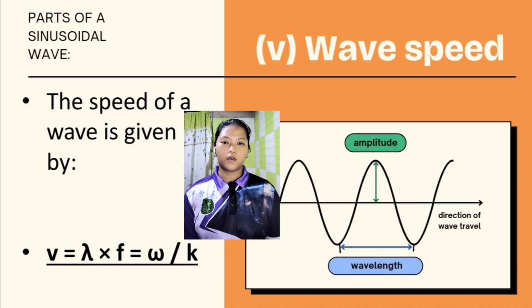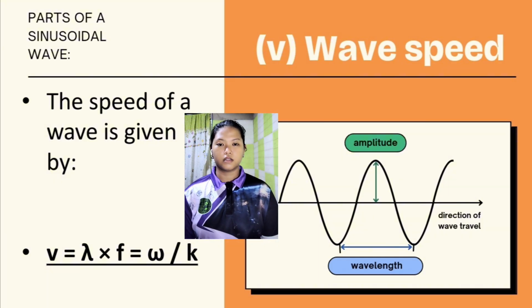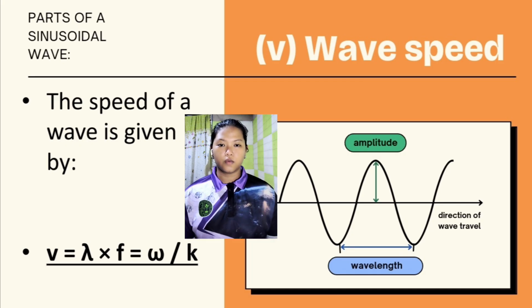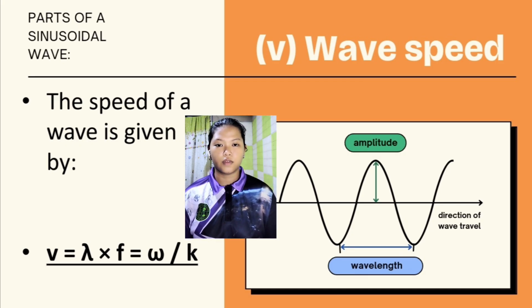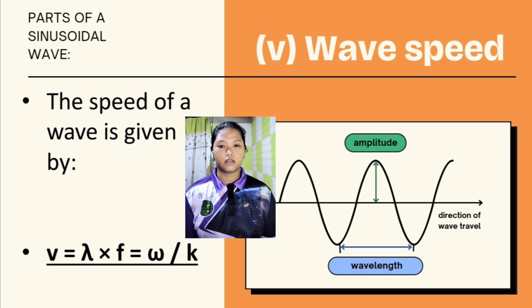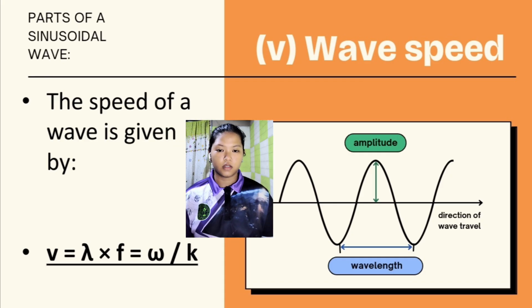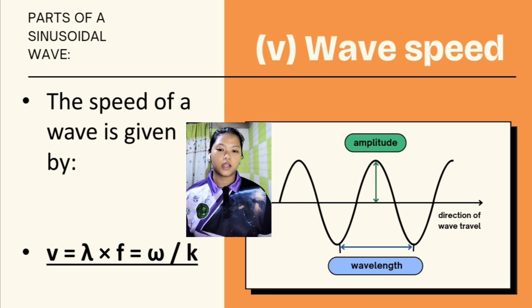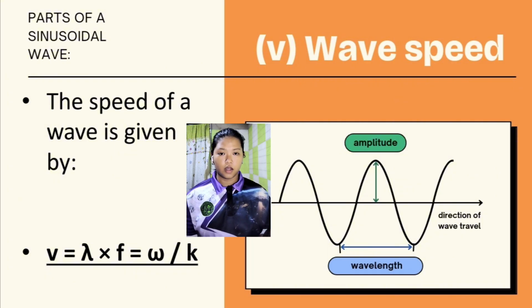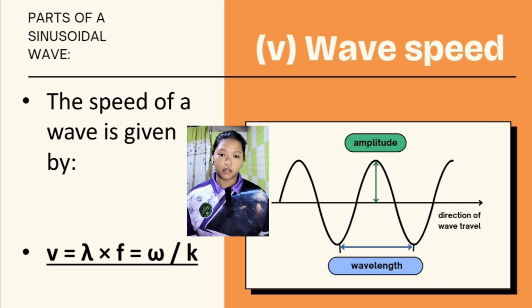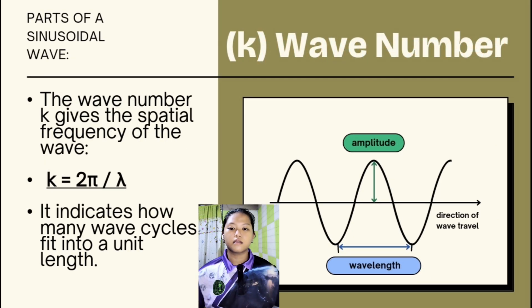Next is wave speed. The speed of a wave tells us how fast it moves through space. We can find it using the formula v equals wavelength times frequency. That means if we know the wavelength and frequency, we can calculate how fast the wave travels. For example, if a wave has a wavelength of 2 meters and a frequency of 3 Hz, it moves at 6 meters per second.